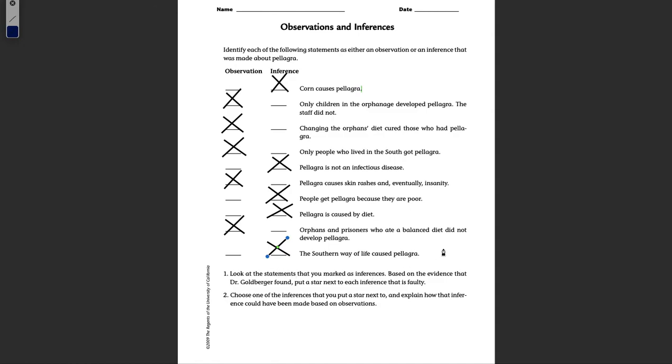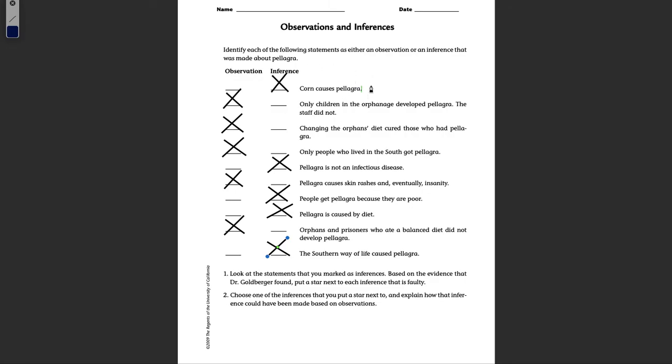Okay, so now we're going to move on to statement 1 down here and see what this has to say. It says, look at the statements that you marked as inferences based on the evidence that Dr. Goldberger found. Put a star next to each inference that is considered faulty or false, not true. So we have 5 statements to be considered inferences, and we need to figure out which of these 5 is considered to be false, and there could be more than one.